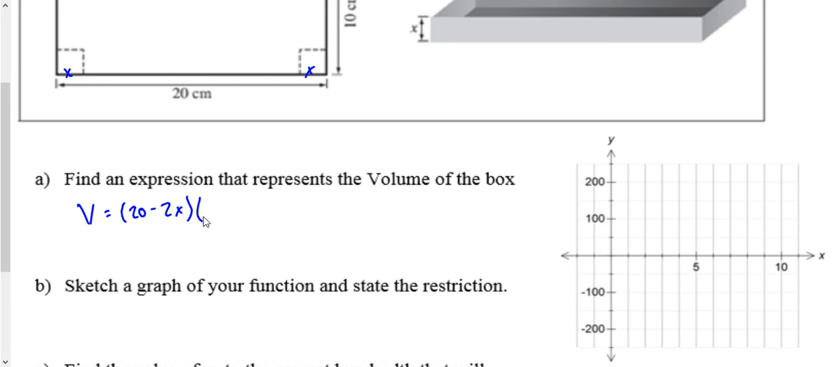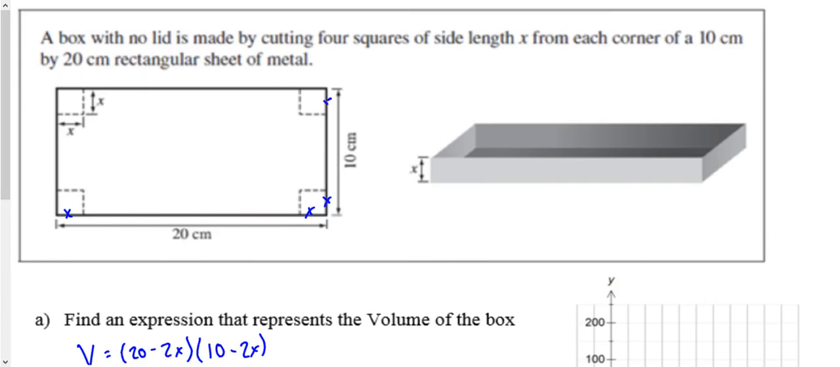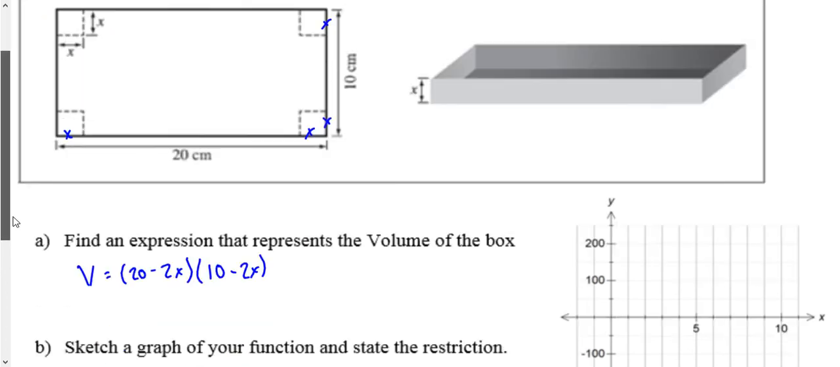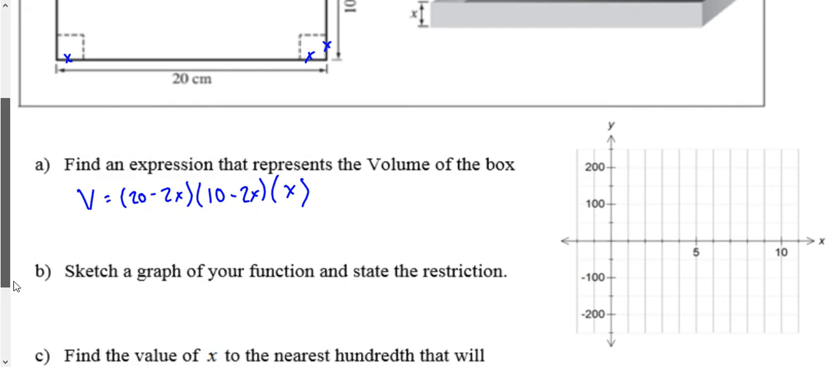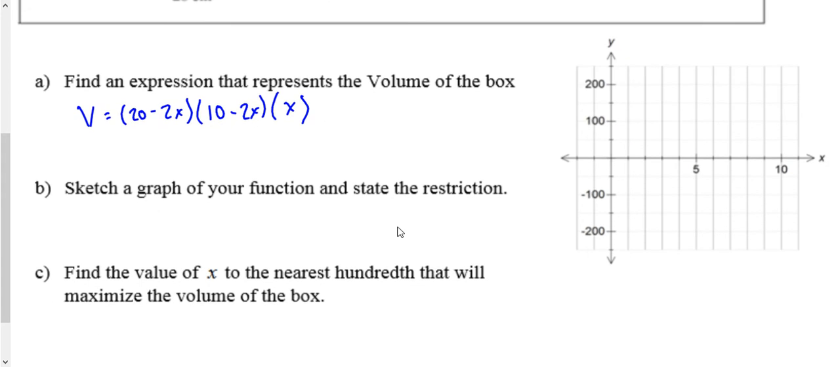So that's my length. My width would be 10 minus 2x, because again, here's an x and there's an x right above that you would have also cut off from 10. So that's length, that's width, and my height, just x.